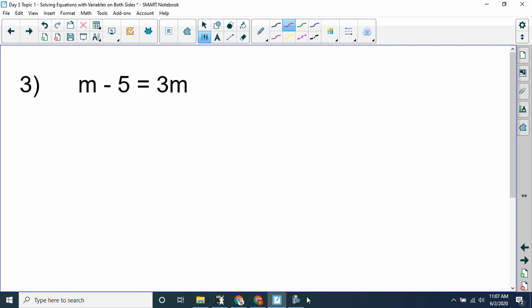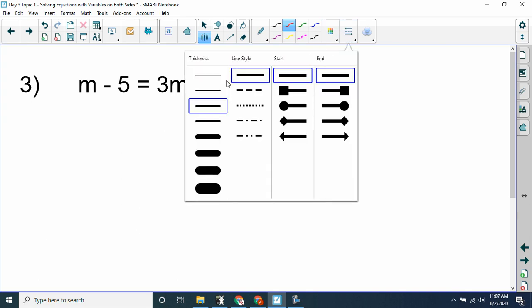Question number 3 says m minus 5 equals 3m. I want you to think about what we should do on this problem.